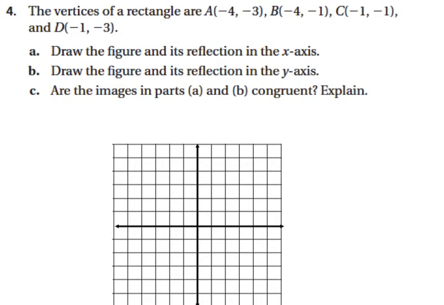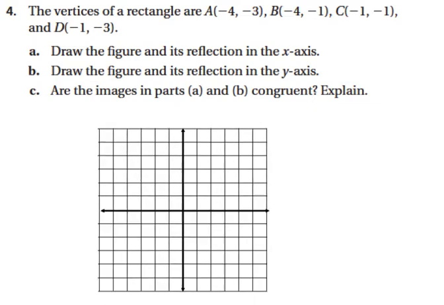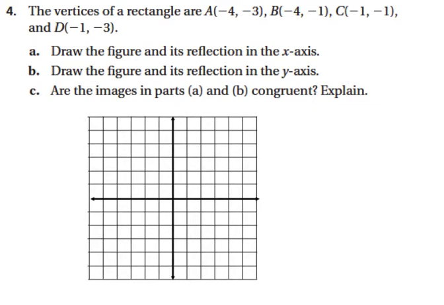The vertices of rectangle ABCD are A, B, C, and D. Draw the figure and its reflection in the x-axis and in the y-axis. Are the images congruent? Now actually, let's just go ahead and draw it real quick.